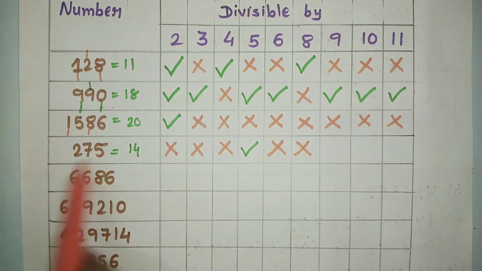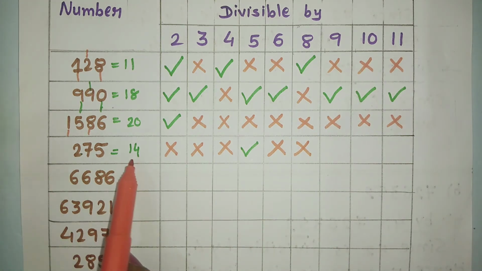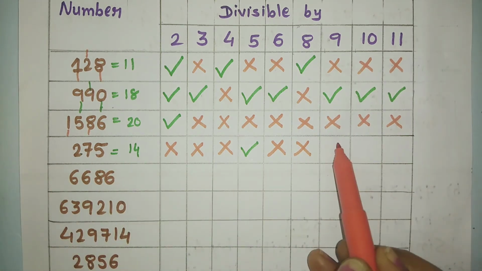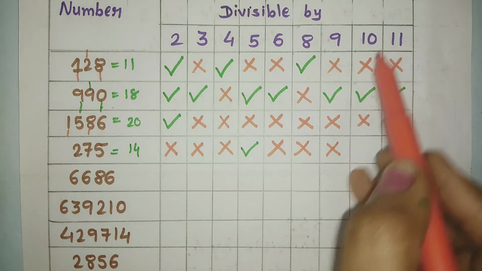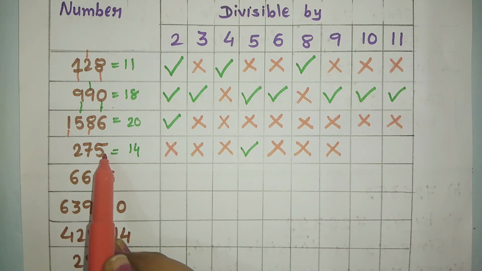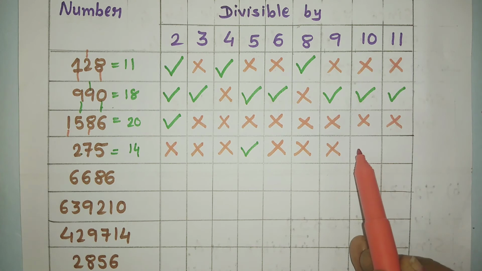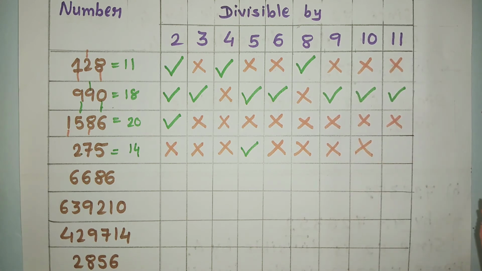For 9, sum of the digits. The sum of the digits is 14. 14 is not divisible by 9, so this is wrong. For 10, the last digit should be 0. It is not a 0, so it is not divisible by 10.